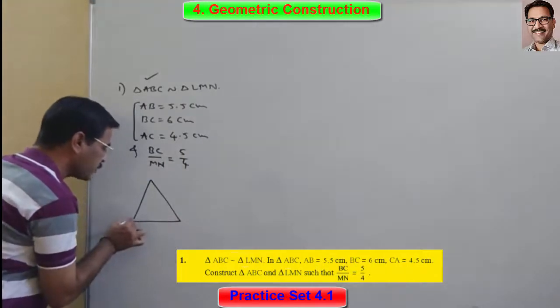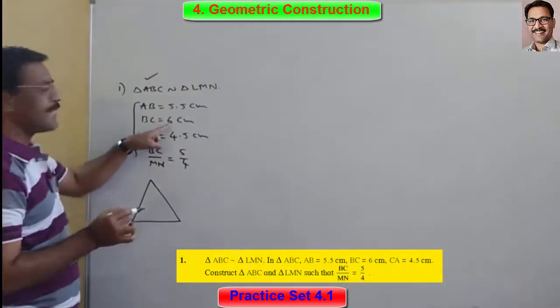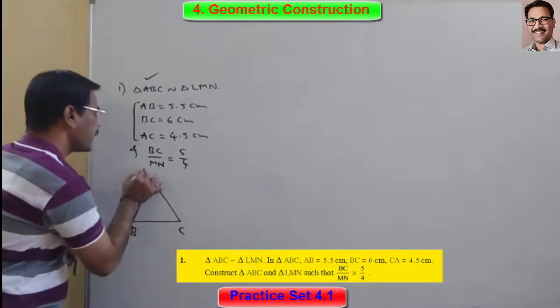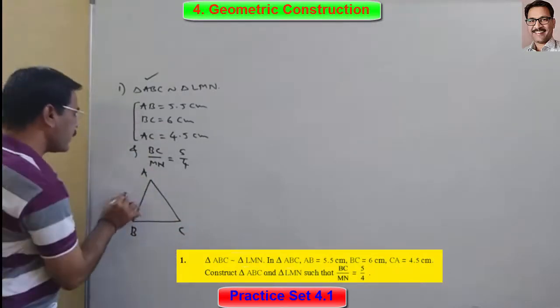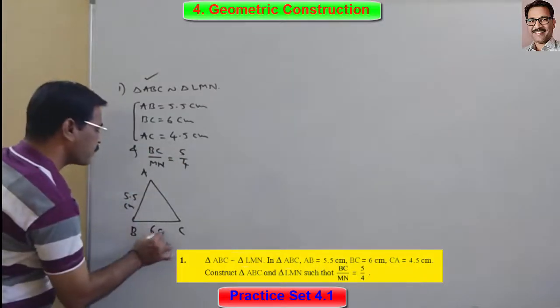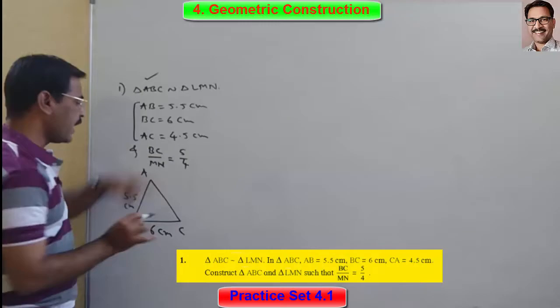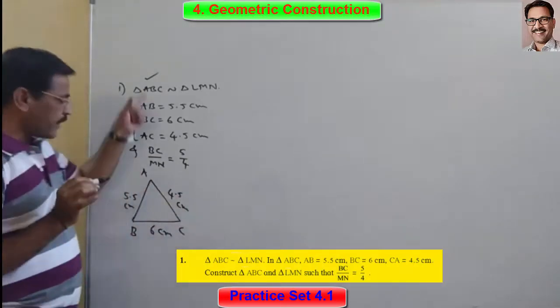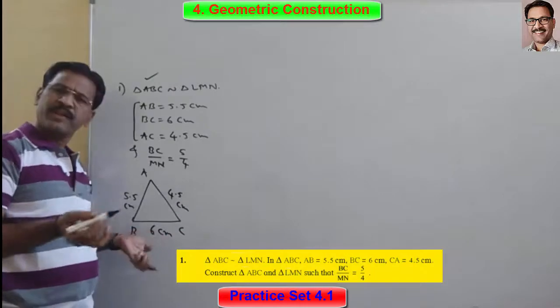triangle in which we'll take the bigger side as the base, that is BC, and here is A. So AB here is 5.5, BC is 6 centimeter, and AC is 4.5 centimeter. Using all these concepts, we can draw that triangle.